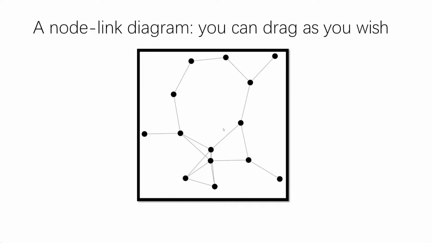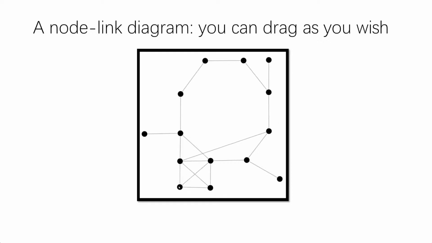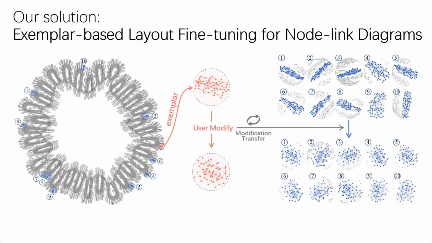Hi, everyone. It is a work about graph visualization. With one node link diagram, dragging node can change the layout of the diagram as you like. But how about more diagrams? Dragging nodes can be laborious. Please come to our talk about exemplar-based layout fine-tuning for node link diagrams. We will give you our ideas.